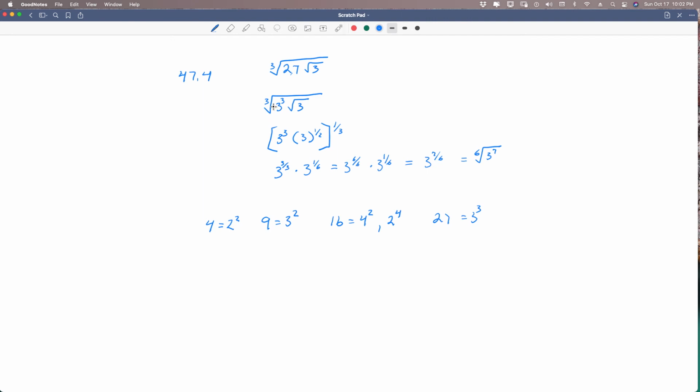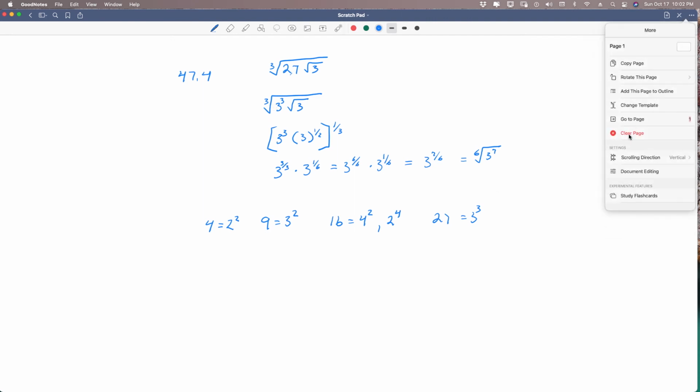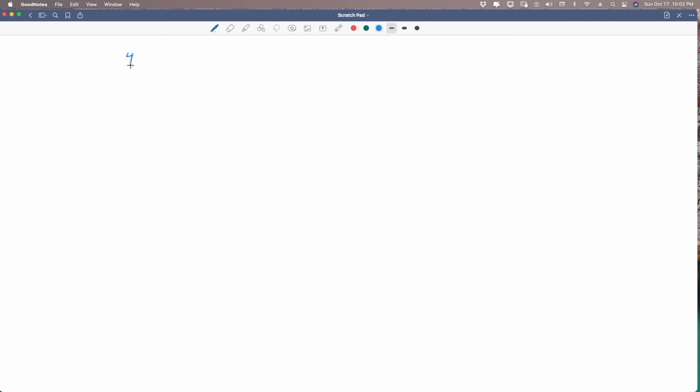So I think we have one more. Yes, let's do one more. I'm going to let you guys do this one. 47.5. We have 6 times 4 times the square root of 2. Or the index of 6. How do I say that? The 6th root of 4 times the square root of 2. Something like that. You see what you got.